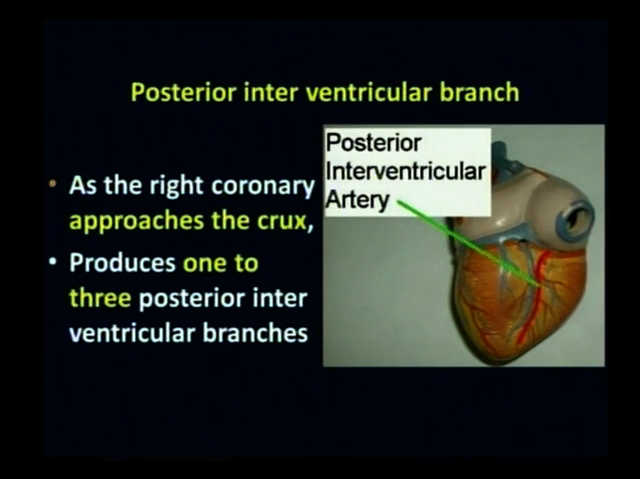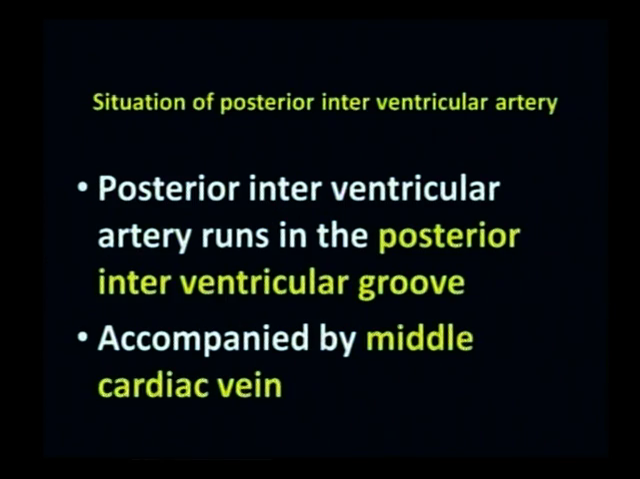This posterior interventricular branch runs in the posterior interventricular sulcus and it is accompanied by the middle cardiac vein. If more than one artery is present, one artery will be in the middle of the sulcus and it will be flanked by the other arteries. That is the situation of the posterior interventricular artery.